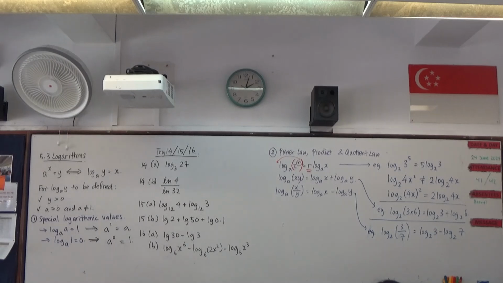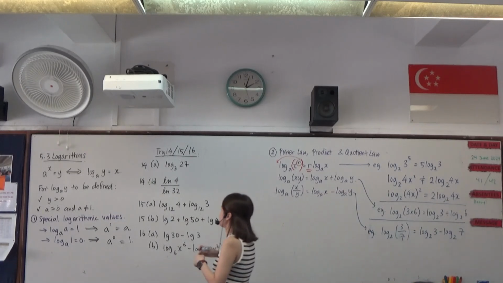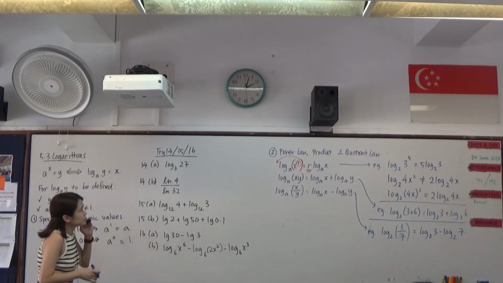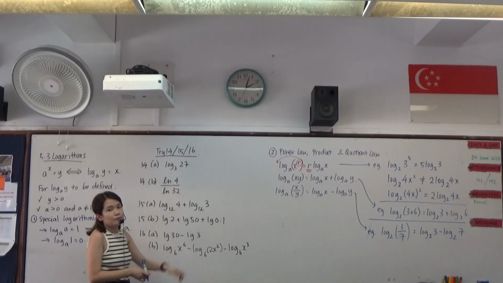Evaluate the value of log 27 base 3. Of course, later on, once I teach you the calculator, we can use our calculator. But we are just trying to practice, familiarize ourselves with the laws. Okay. So log 27 base 3. We have a base of 3 over here.